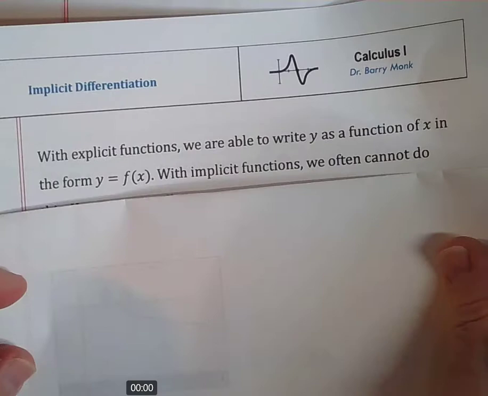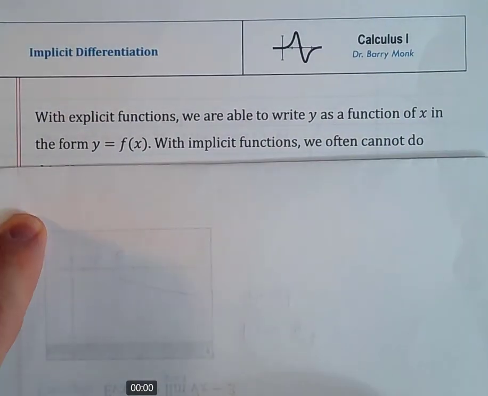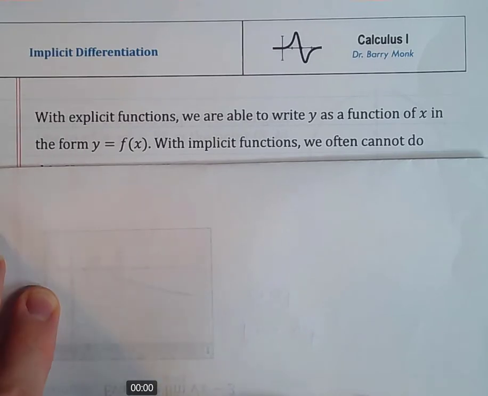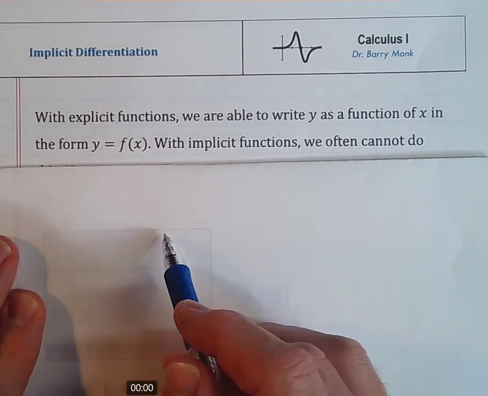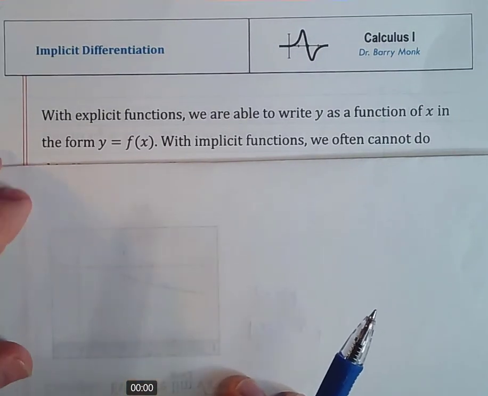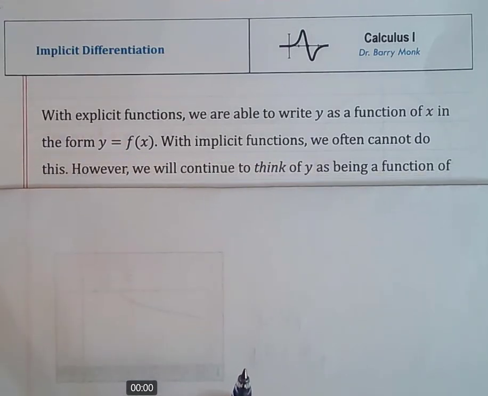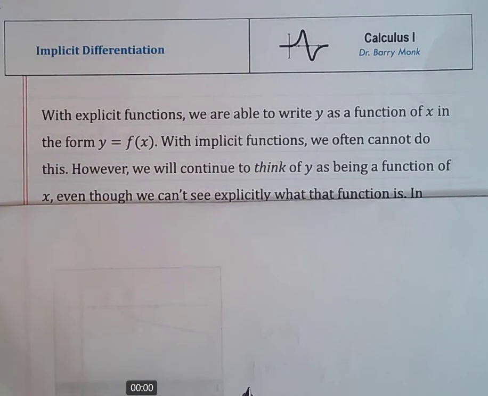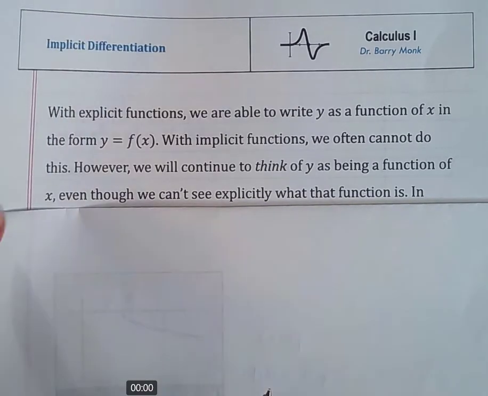Okay, so with explicit functions, we are able to write y as a function of x in the form y equals f of x. We've seen lots of formulas where we have y equals, and then some stuff involving x, and we go on to find the derivative of that. Well, with implicit functions, we often cannot do that. However, we're going to continue to think of y as being a function of x, even though we can't explicitly see what that function is.